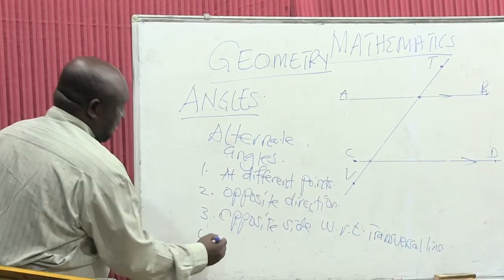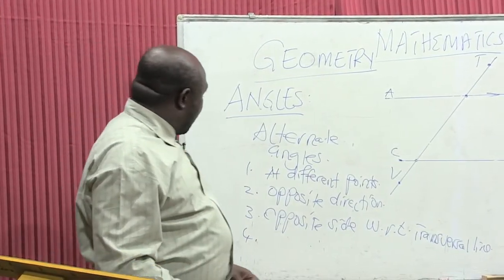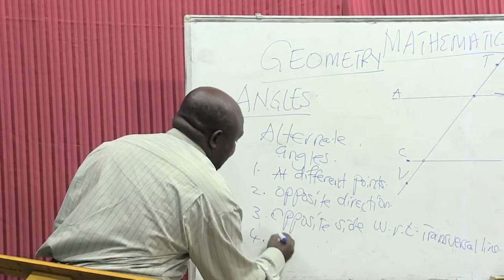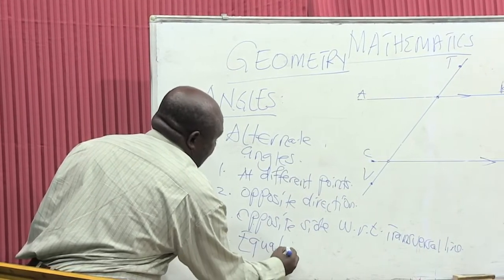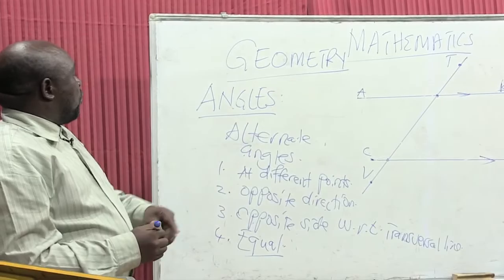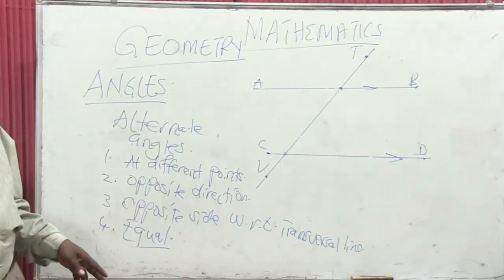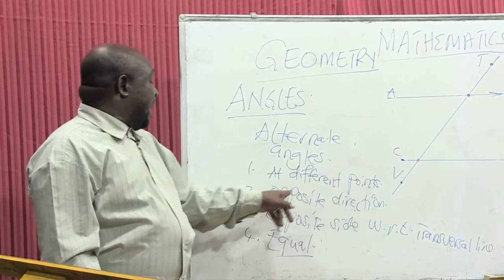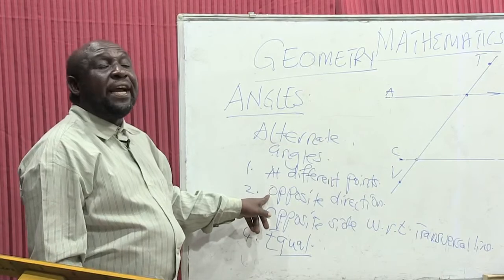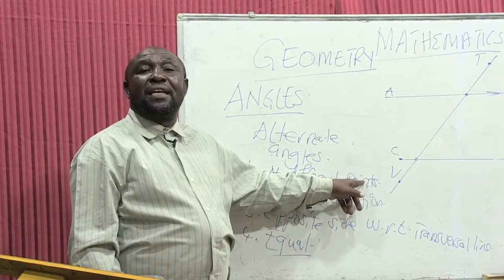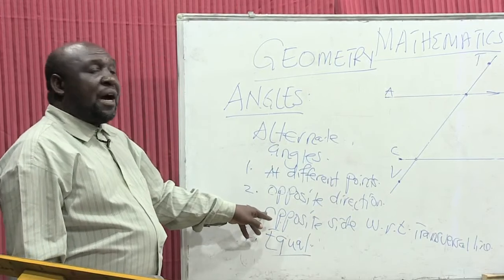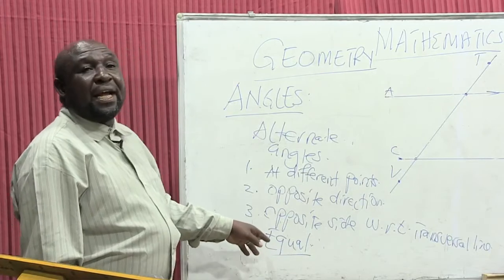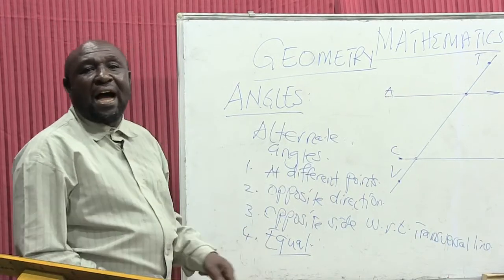The fourth feature: they are equal. So we say alternate angles, one, are found at different points. Second, they are looking in opposite directions. Third, they are found at opposite sides with respect to the transverse line. And the fourth feature, they are equal.